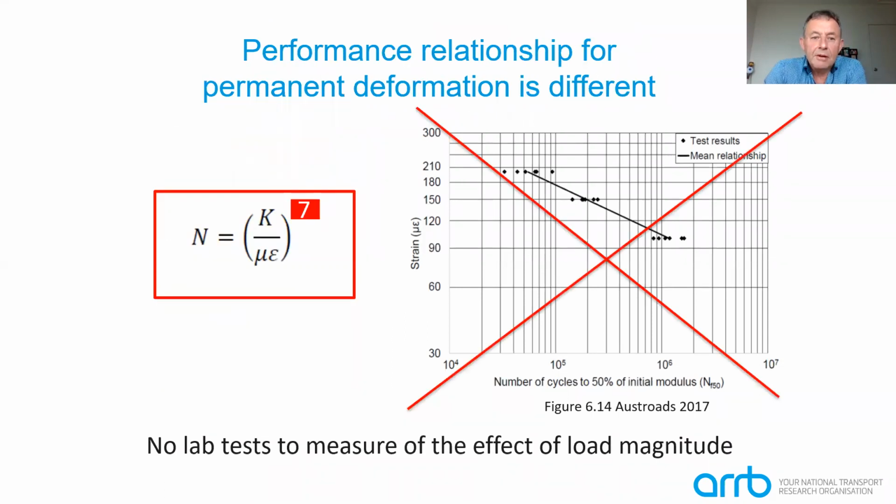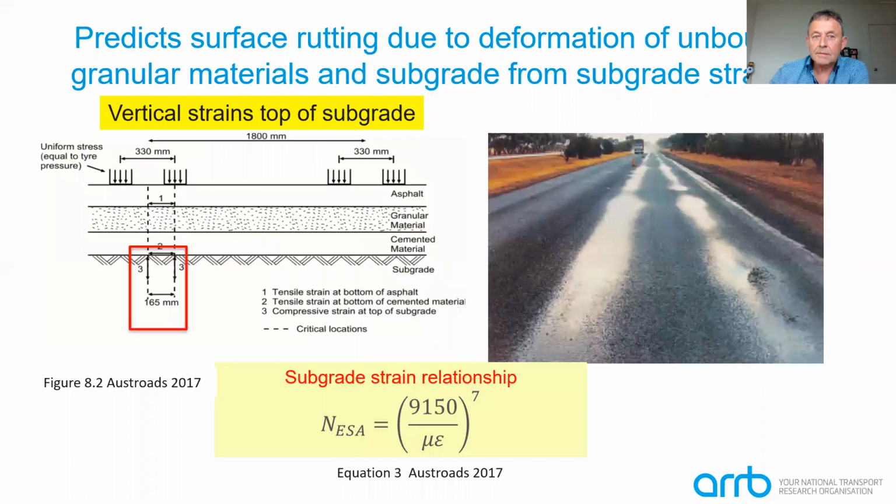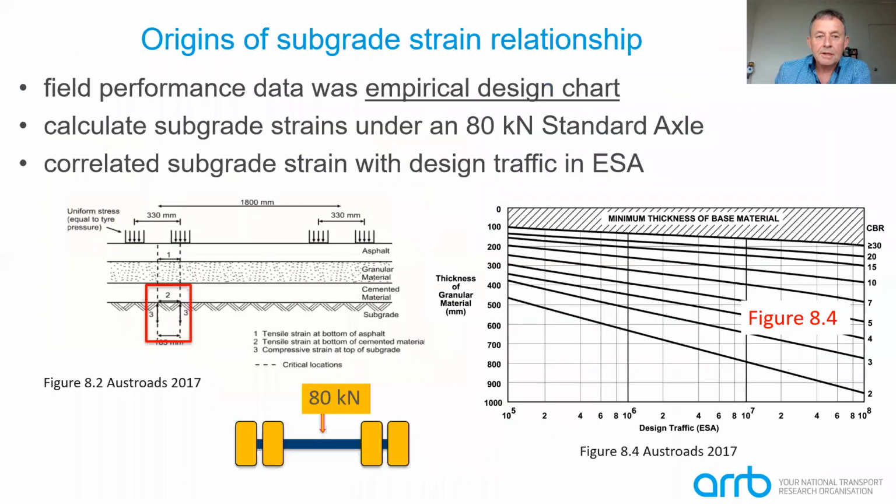In the case of our performance relationship used for permanent deformation or rutting, we don't have a lab test that we can use to calculate the effect of different axle group loads. This performance relationship isn't based on lab tests. The relationship is based on an association between the vertical strain on the top of the subgrade and pavement performance. So there's no lab test there looking at the effect of different axle group loads, like we have for fatigue of asphalt and cement materials.